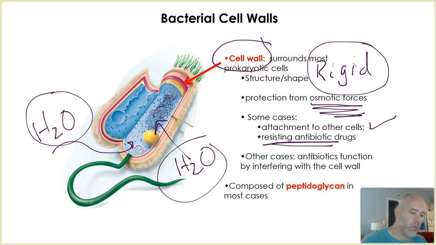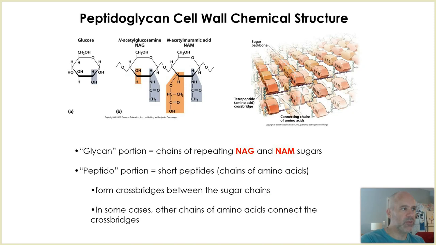Okay, and so we're going to see now that bacterial cell walls are made from a special organic macromolecule, a large molecule that's called peptidoglycan. And I've pulled in some diagrams here from an older textbook that I like a little bit better than the ones in your textbook. But it tells us what peptidoglycan is composed of.